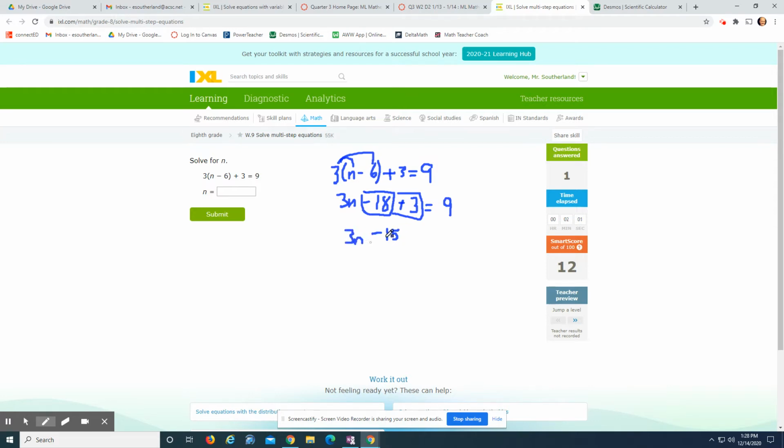3n comes down, and then the equal sign and the 9 comes down. To get rid of minus 15, we're going to add 15 to both sides. 3n is going to drop down. These 15s are going to cancel. 9 plus 15 is 24. And then we're going to divide both sides by 3. The 3s will cancel. n drops down. 24 divided by 3 is 8.